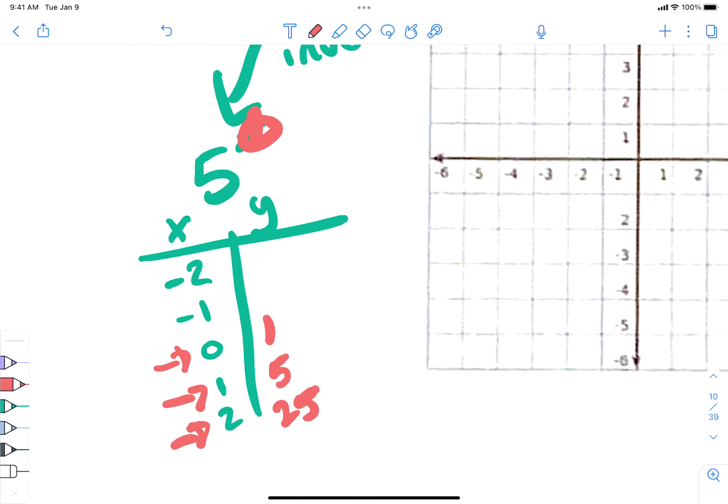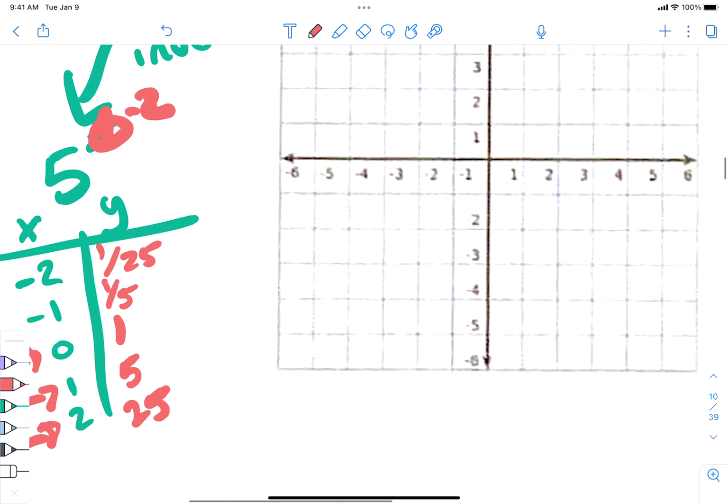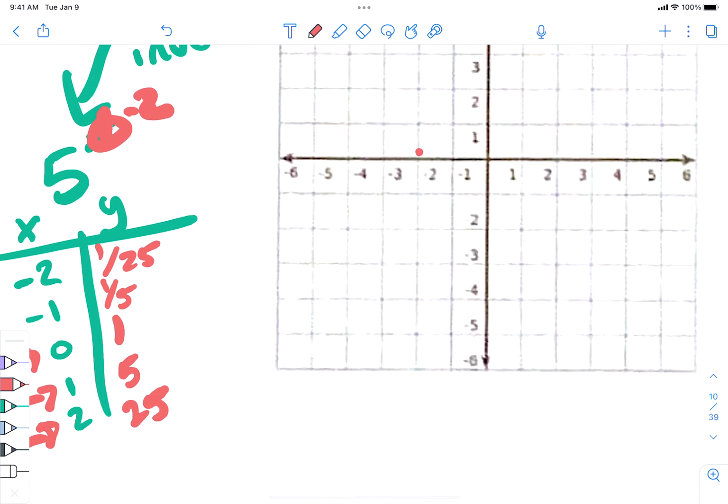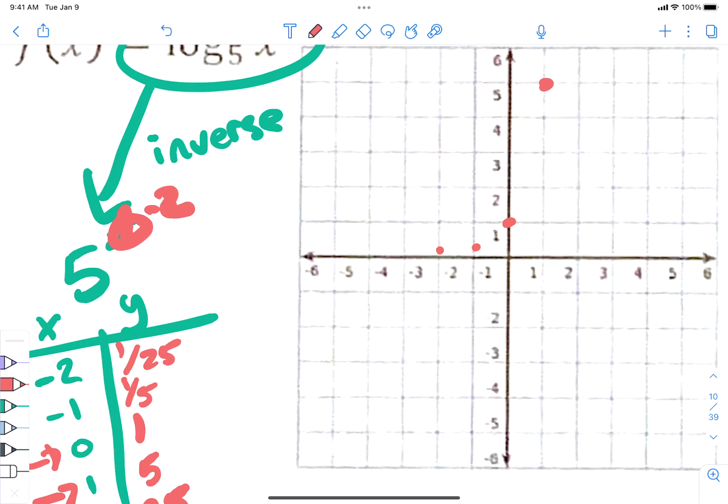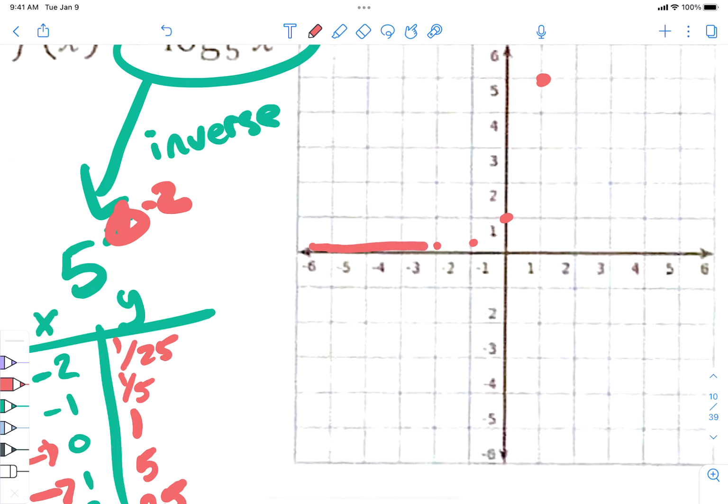Listen. 5 to the negative first power is 1/5, right? It just flips it. 5 to the -2 power flips it and squares it, right? 1 over 25. Okay, now if I graph this, -2 is at 1 over 25. -1 is at 1/5, and then it does this, right? 1 is at 5, 2 is at 25, which is all the way up there. This is what my exponential function looks like, right?